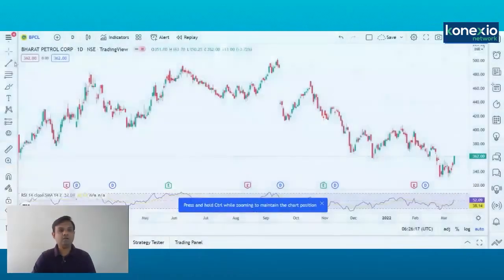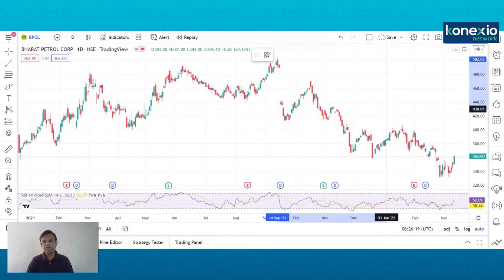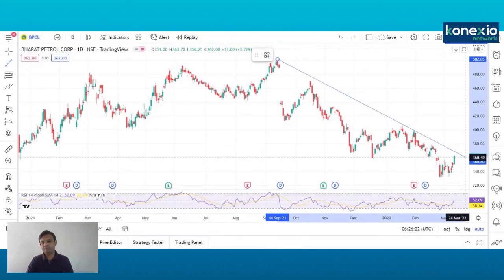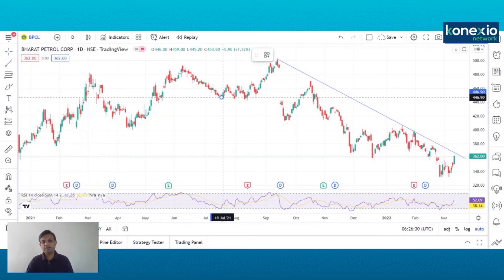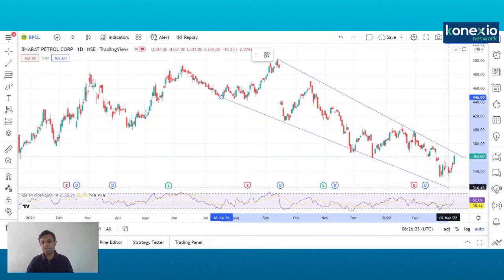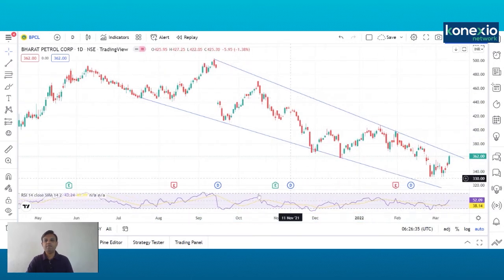Now this is the daily chart of BPCL. Let me put an indicator RSI. Now here you can see, I will show you a downward falling wedge pattern. The breakout is yet to happen. But sooner rather than later, we might see a breakout from this particular wedge. Now here you can see it has been moving into a downward falling wedge. It is on the verge of a breakout after a consolidation.